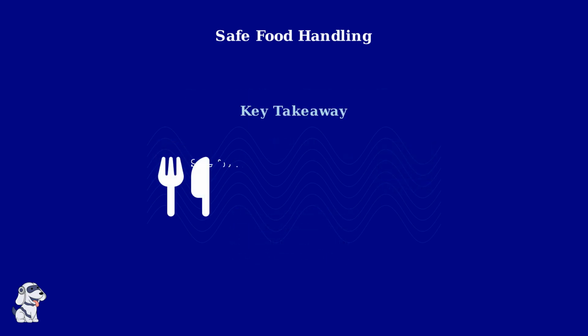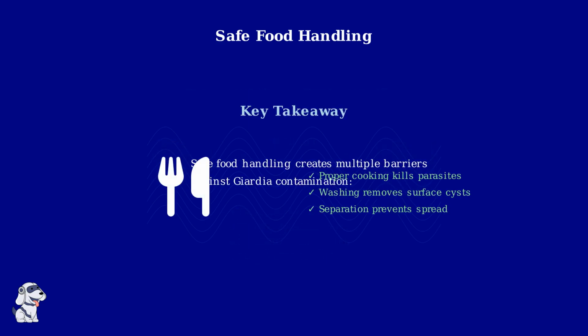Remember, safe food handling creates multiple barriers against Giardia contamination. Proper cooking kills parasites, thorough washing removes surface cysts, and preventing cross-contamination stops the spread. These simple practices in your kitchen are powerful tools for protecting your health.